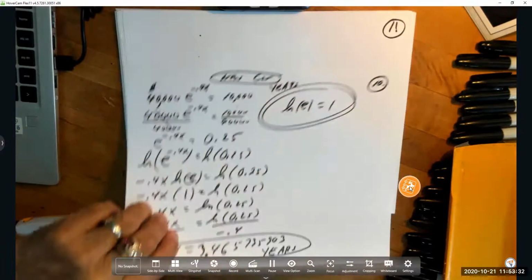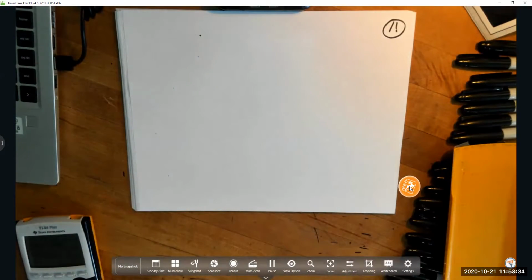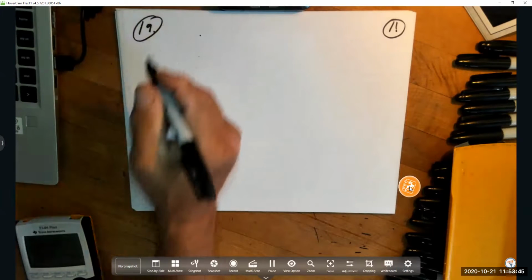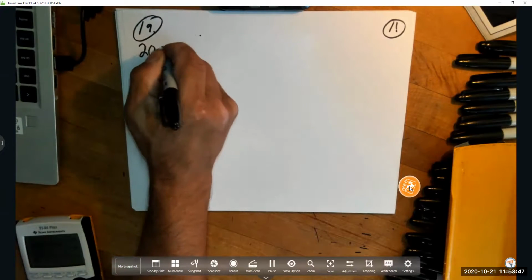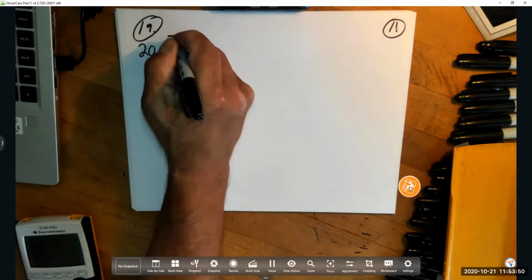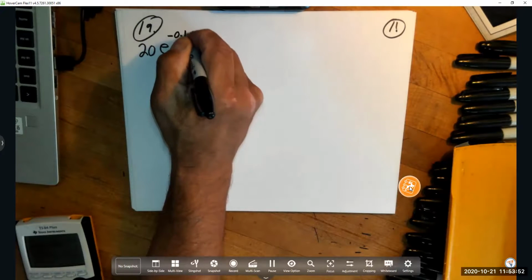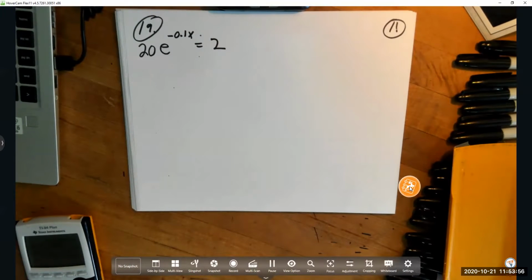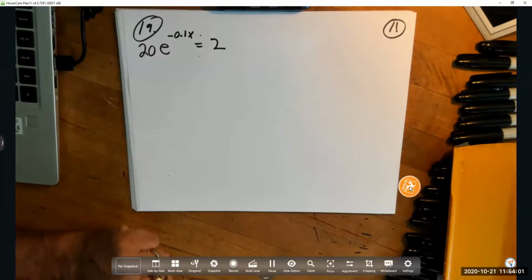We're gonna do exactly number 19. Okay. Number 19. Ready? Now it looks like this. It's 20 e to the negative 0.1x equals 2. That's what it is. 20 e to the negative 0.1x equals 2.